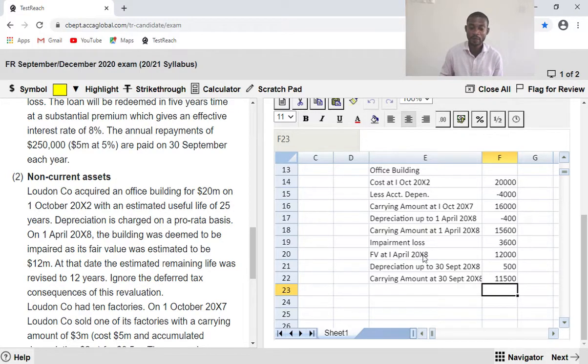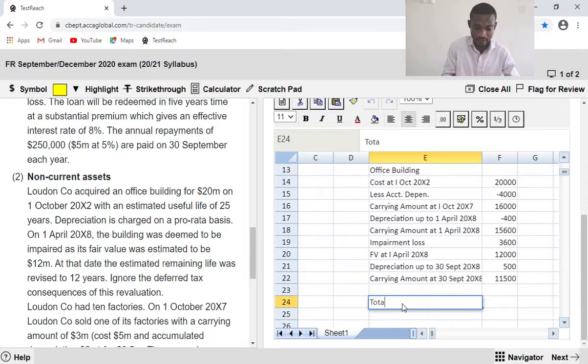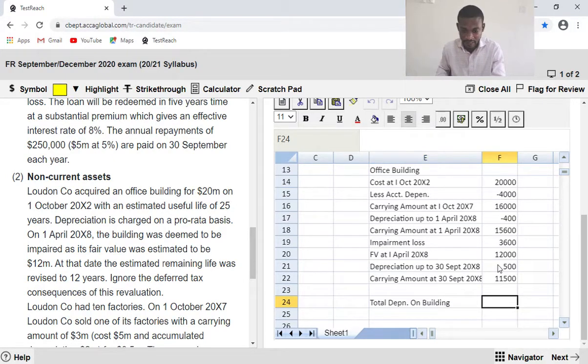Now, what I have here, I have enough information to take to the P&L. So I'll say total depreciation on building. Keep it simple. This should be equal to this first one. I've negated this, but it should be 500 plus 400. So what I'll do is to negate this, but it's not a problem, but just know that you should have 900. So when it is less than that, you should know.